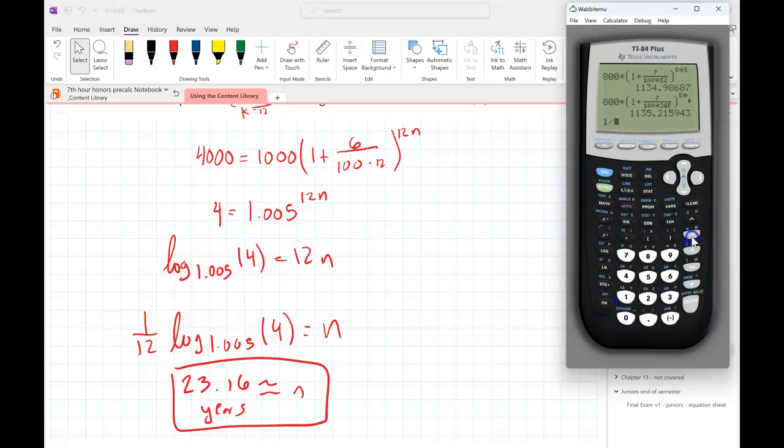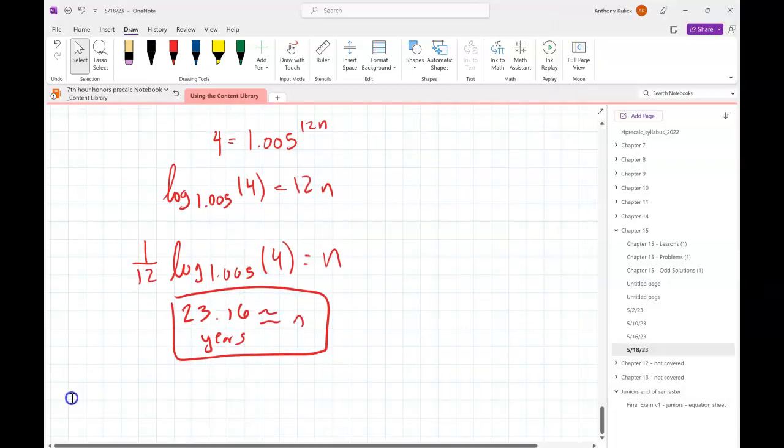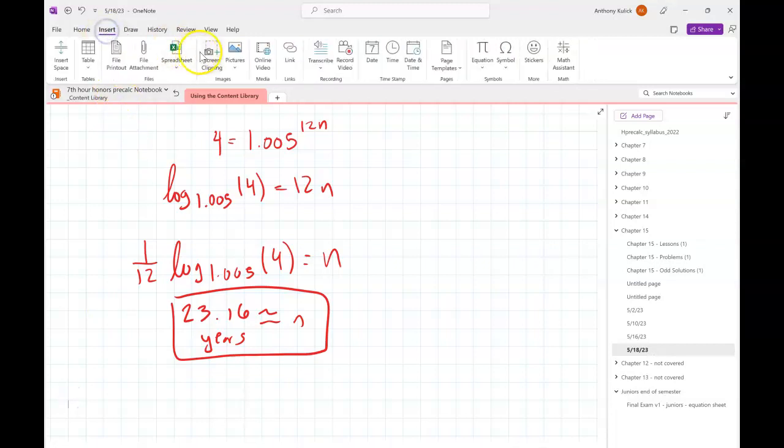Just as a reminder, how do I type in something like log of 1.005 into my calculator? Math. Go to the bottom, find that log base command, and type in any base you want now. Boom. Everybody cool? Remember the log base command? Super helpful. All right, let's look at another compound interest situation.